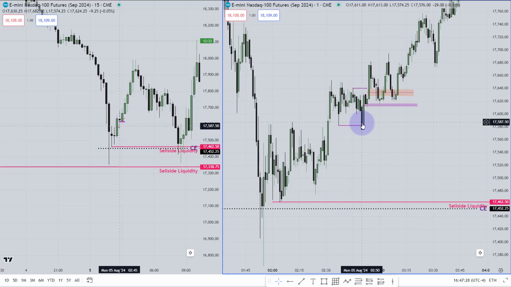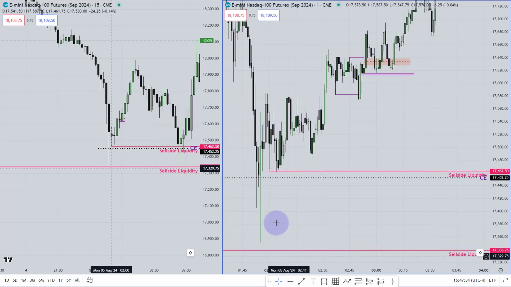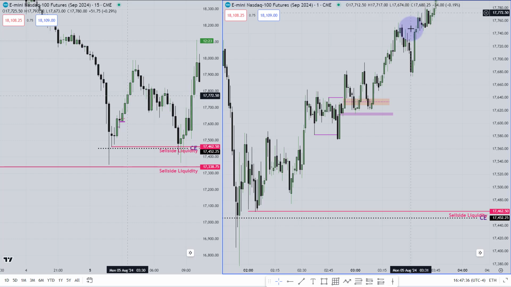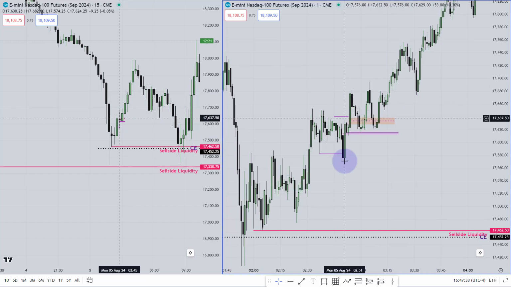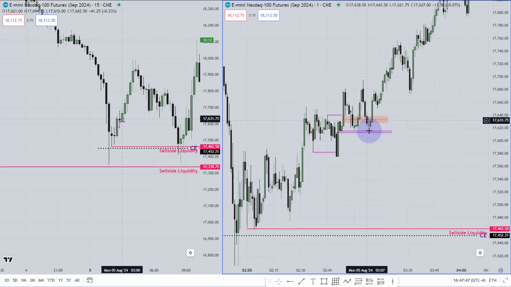I wouldn't go for that buy. Also, I wouldn't look for a sell. The reason is the market has already taken the sell side liquidity, so it should keep going higher, it should not fall. So either way, I wouldn't be able to take an entry.